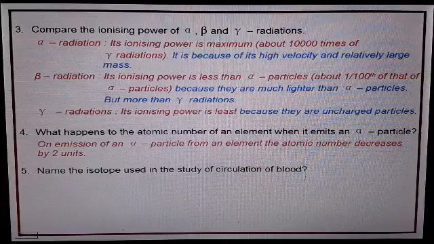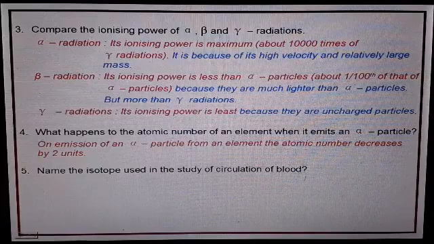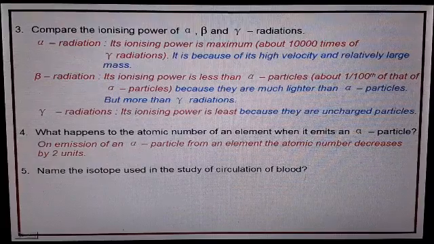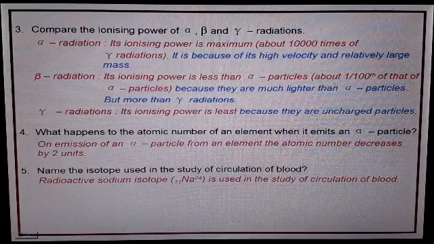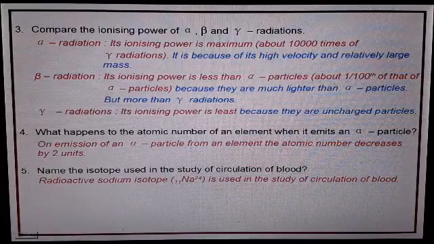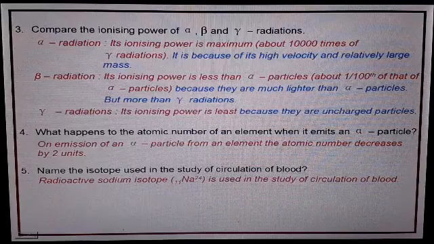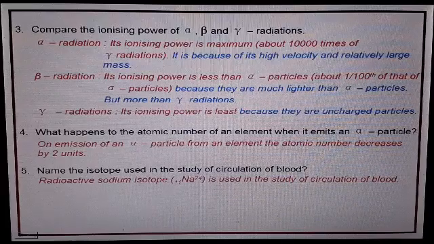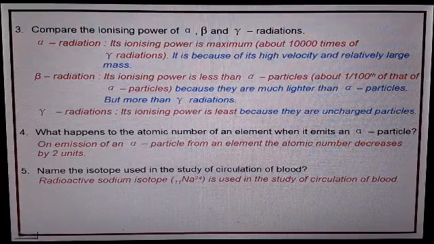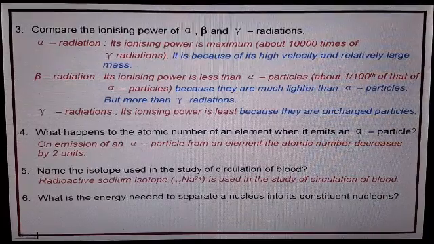Number 5, name the isotope used in the study of circulation of blood. Again, this type of question is only for 1 mark. So here you'll write radioactive sodium isotope, and don't forget to give the atomic mass and atomic number of sodium. That is, sodium with mass number 24 and atomic number 11 is used in the study of circulation of blood.